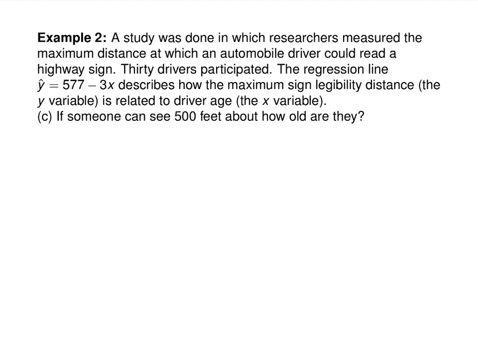If someone can see 500 feet, about how old are they? How would you figure that out? 25. How did you get it? I just took the extra 77 off the 577 total feet and divided it by 3. So what you're doing is plugging 500 in for y hat, basically. So 500 equals 577 minus 3x. Then just solve this equation. You go back to your Algebra 1 happy place, and you take away 577 from both sides, and I get negative 77 equals negative 3x. And x will equal 77 thirds, which is approximately, to 1 decimal place, 25.7. Yep.